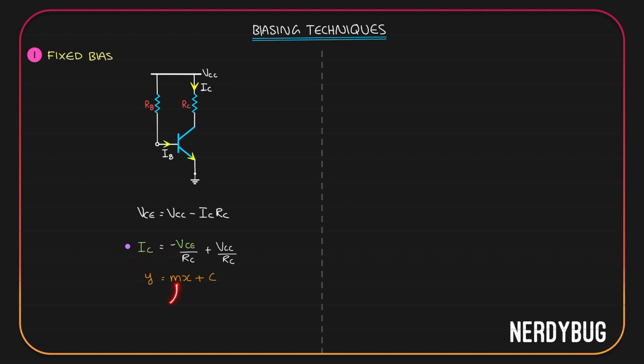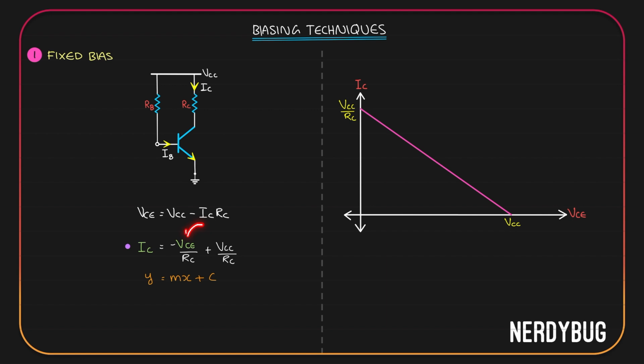That means the slope of the graph is going to be minus 1 by RC. I will get a negative slope. Y-intercept is going to be VCC by RC. If I plot the graph, this is how it will look like. When VCE becomes 0 in this equation, IC will be VCC by RC. That is why over here I have marked VCC by RC. Also, when IC becomes 0, here VCE will become equal to VCC. So over here I have marked VCC.